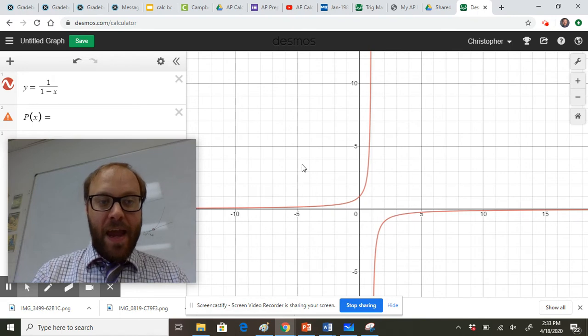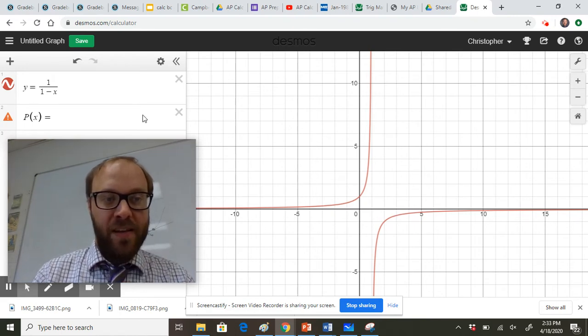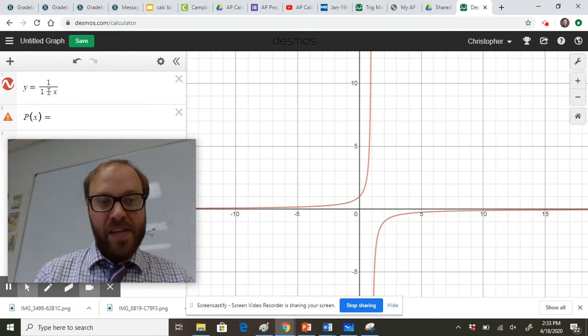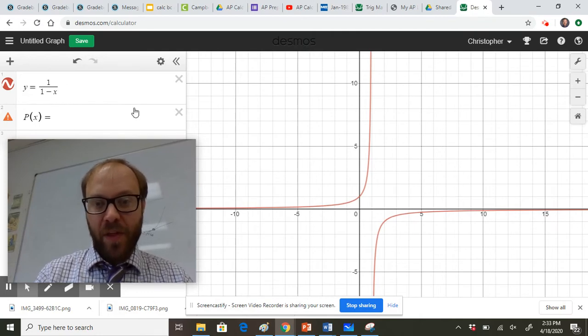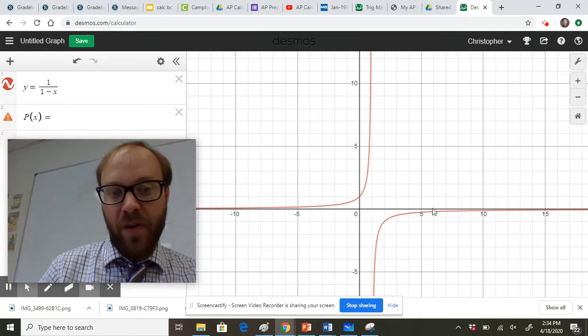And it also has a horizontal asymptote. If you notice, as x approaches infinity, the denominator would get infinitely large, and that would make this whole thing approach 0. So you can see there's a horizontal asymptote here at y equals 0.